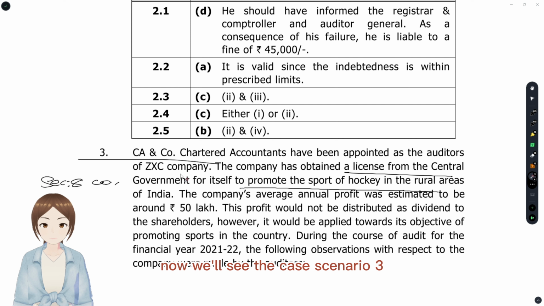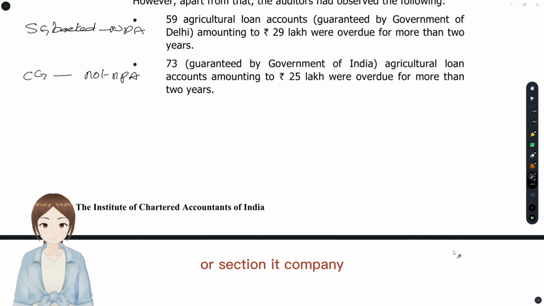Now we'll see case scenario 3. Under case scenario 3, the company had obtained a license from the central government to promote the sport of hockey in rural areas. So it's a Section 8 company. Its objective is to promote sports in the country. So this is clearly a Section 8 company.